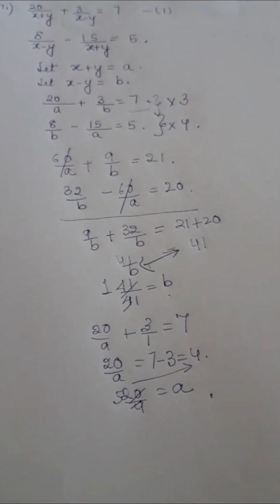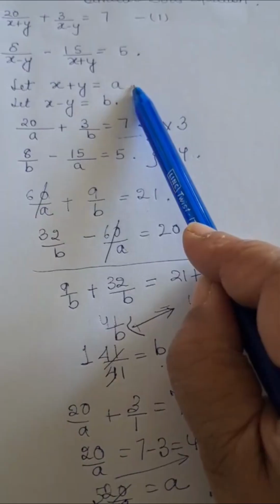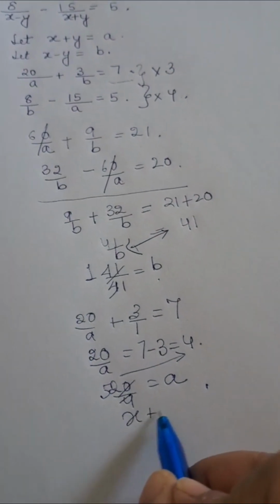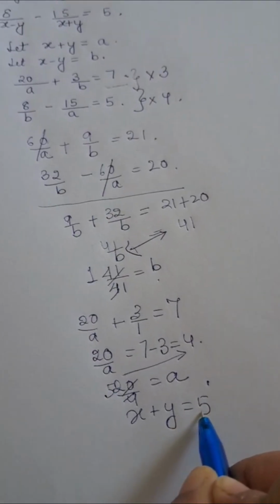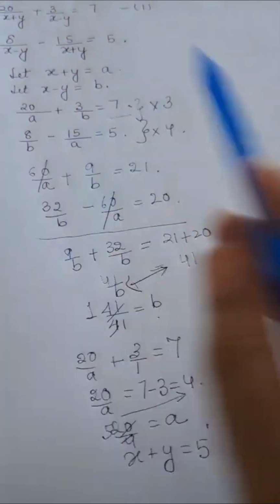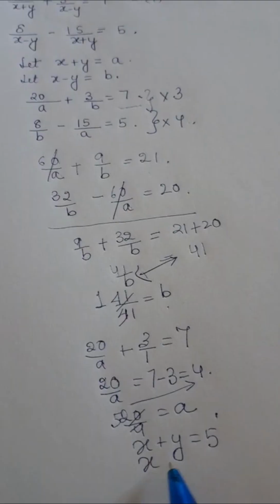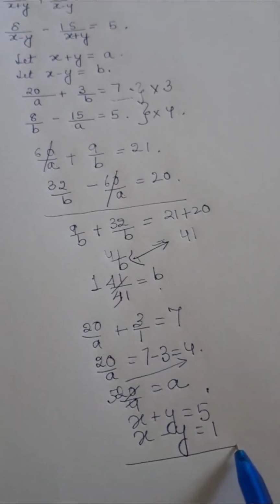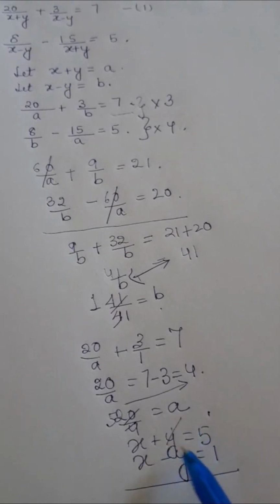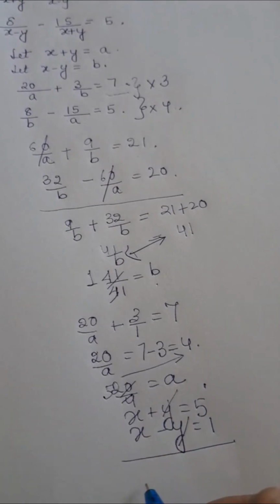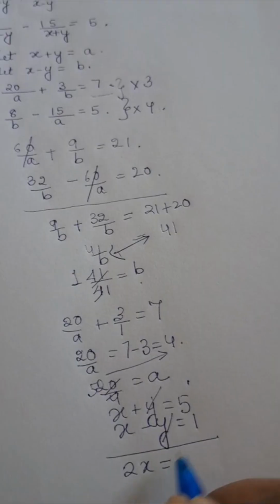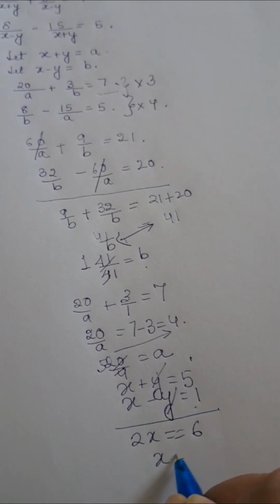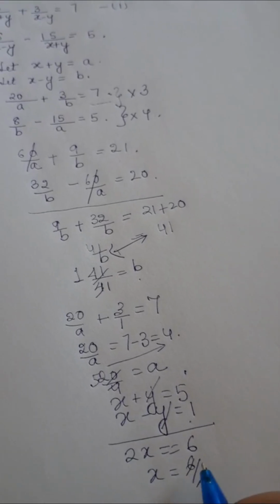Now we have assumed x plus y is a. So we will write x plus y is equal to 5 and x minus y is equal to b, so x minus y is equal to 1. We'll solve it. Plus y minus y cancels and 2x is equal to 5 plus 1, that is 6. So x turns out to be 6 by 2, that is 3.